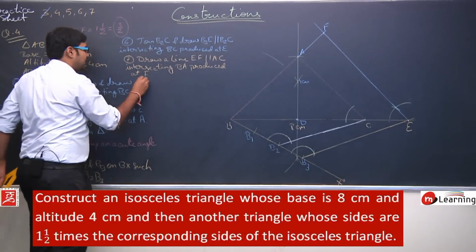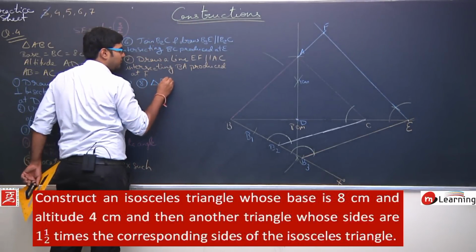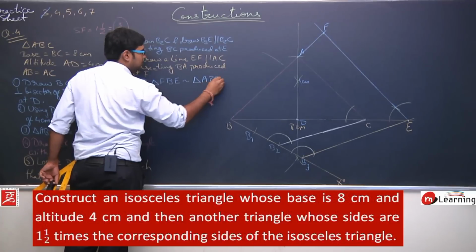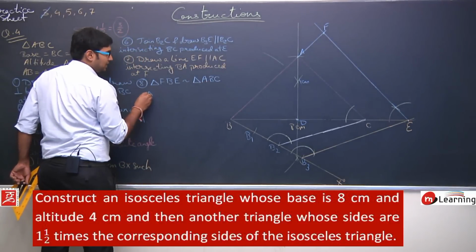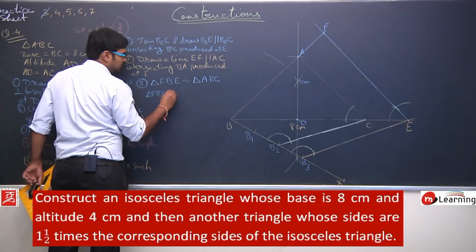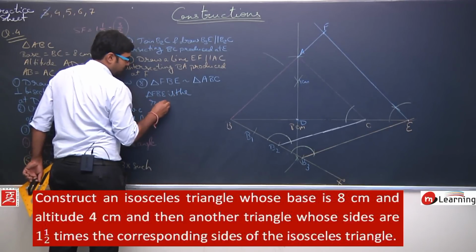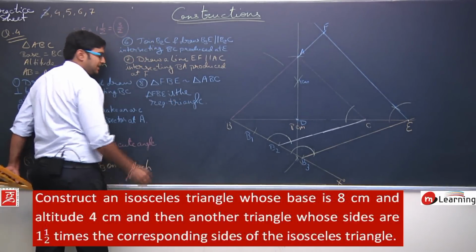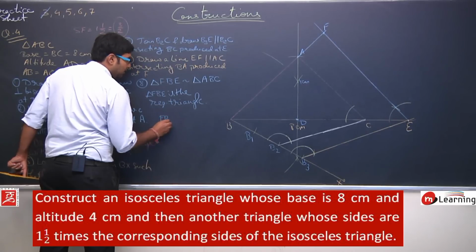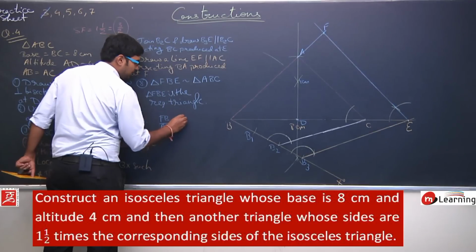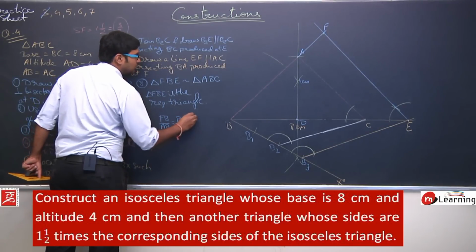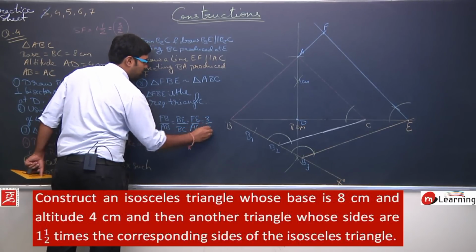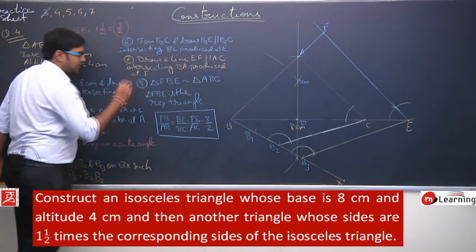And you can see in the 8th point I can write triangle FBE is similar to triangle ABC, and triangle FBE is the required triangle. And what you will be able to see is that FB upon AB is equals to BE upon BC is equals to FE upon AC is equals to 3 upon 2. This is the ratio that you will get.